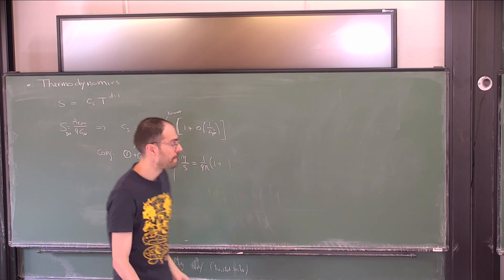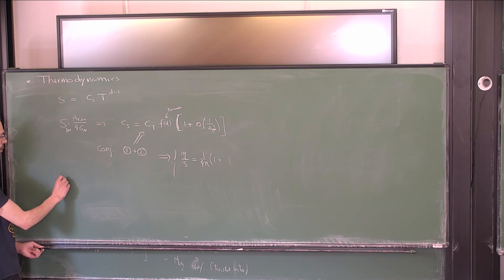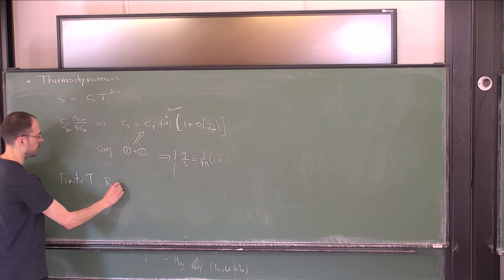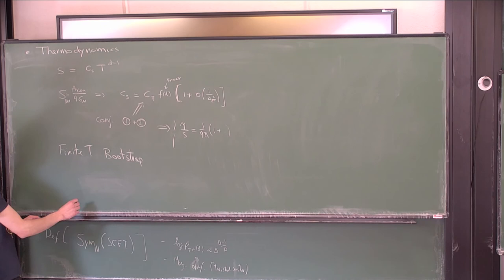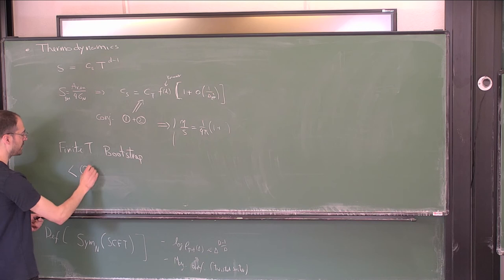But here, the natural thing is to say, can we do a finite temperature bootstrap, right? Finite temperature bootstrap. And this has been attempted, and there are already some efforts. So one way of doing it is to look at the two-point function, and then you use the OPE and the unknowns. Okay. So you look, say, at the two-point function at finite temperature.